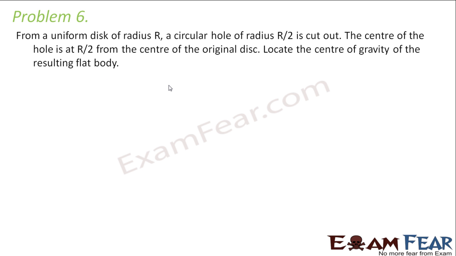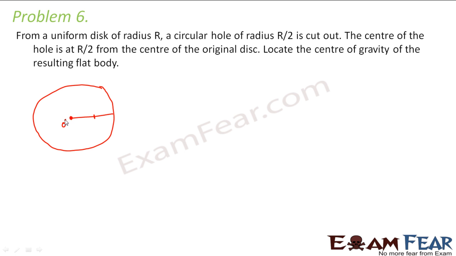Let us look at problem 6. It says, from a uniform disk of radius r, a circular hole of radius r by 2 is cut out. So that means it is something like this. Let us suppose we have a uniform disk, this is my uniform disk of radius r. Now from this disk, a circular hole of radius r by 2 is cut out. The center of the hole is at a distance of r by 2 from the center of the original disk.